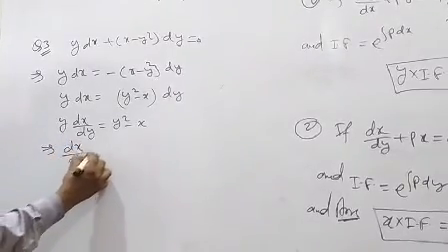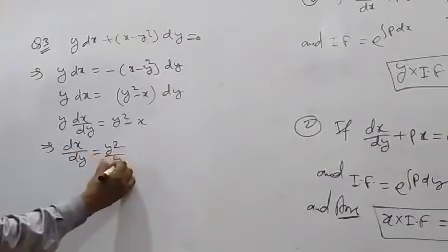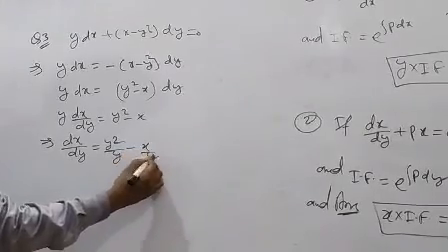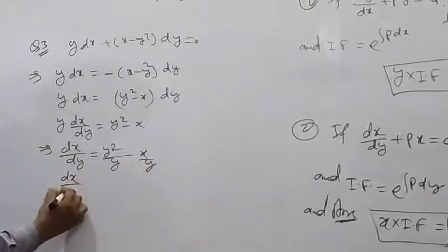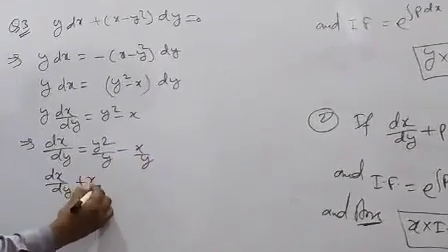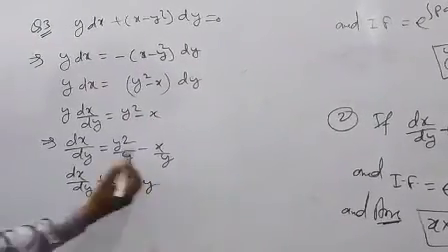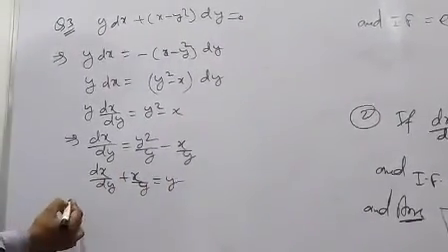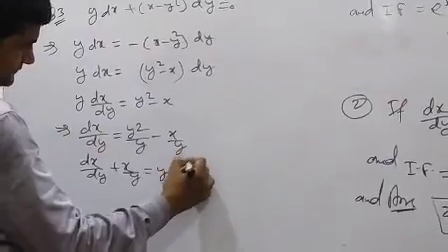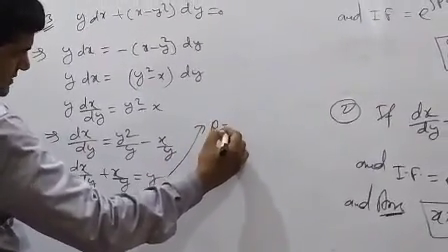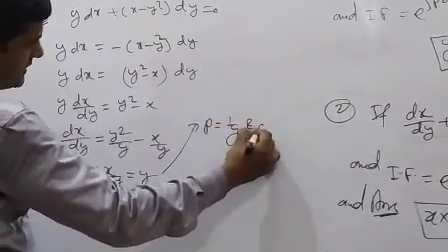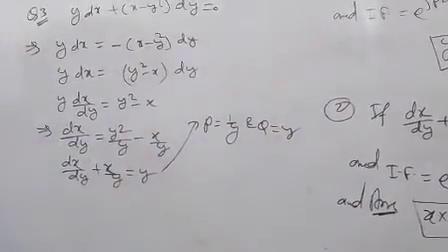dx by dy is equal to y square by y minus x by y, and dx by dy plus x by y is equal to y. Clear? Now here p is equal to what? 1 by y, and q is equal to what? y.